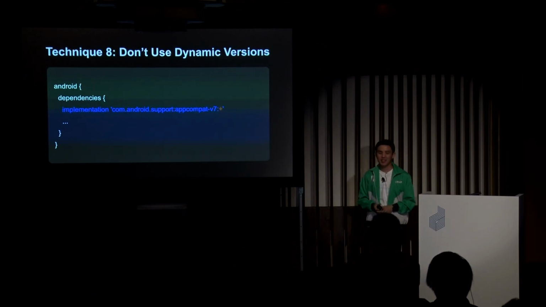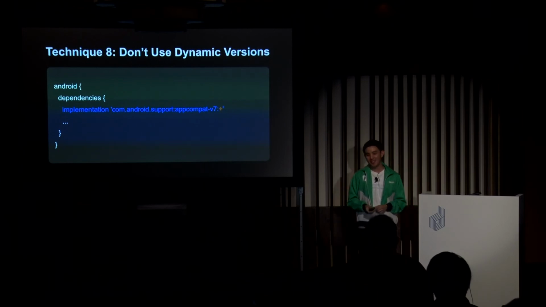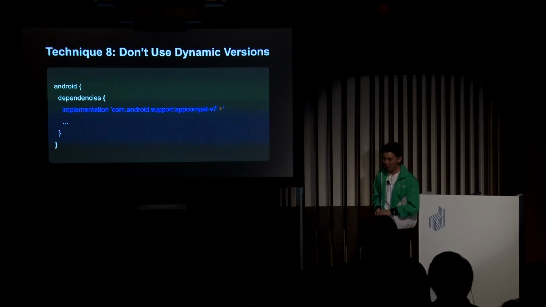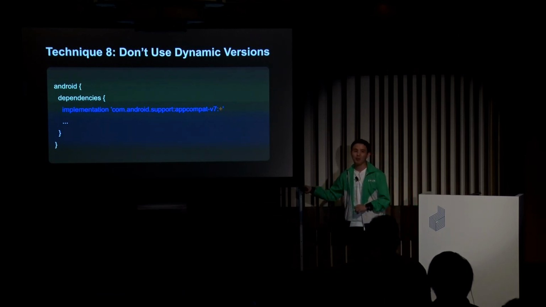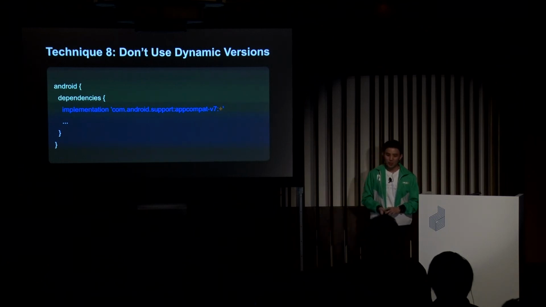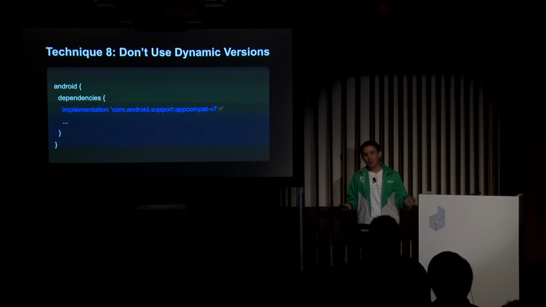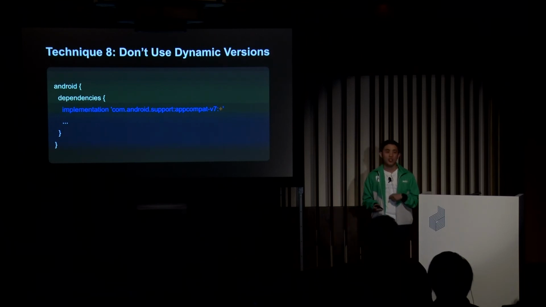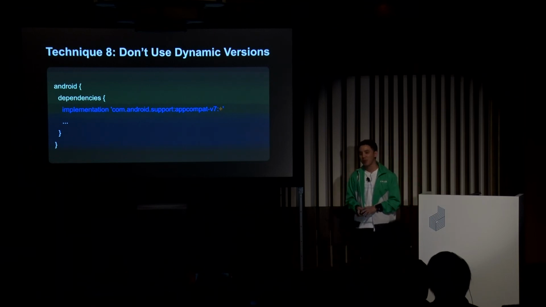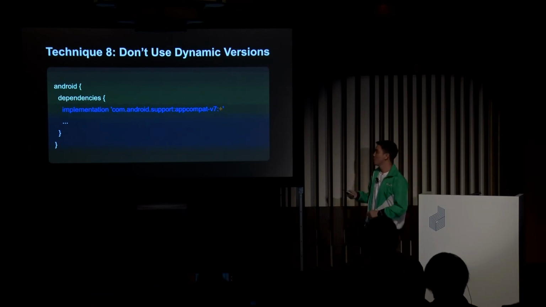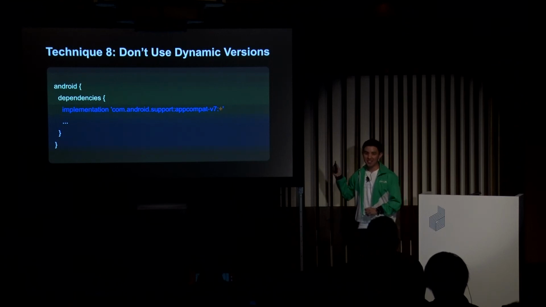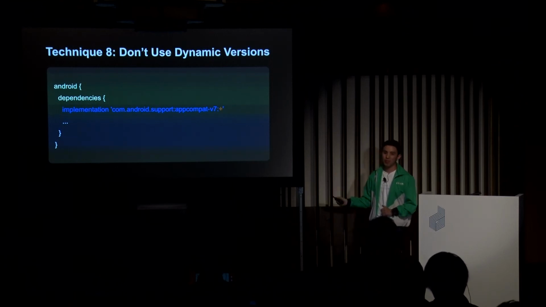And technique 8 is don't use dynamic versions of the dependency. Gradle provides you a convenient way to update to the latest dependency you use, right? You can use the plus symbol at the end of the dependency line. So if you add it, every 24 hours Gradle will check the latest version of each dependency. So this process will take more time as well. So I encourage you to specify only the version that you want to use in your project.